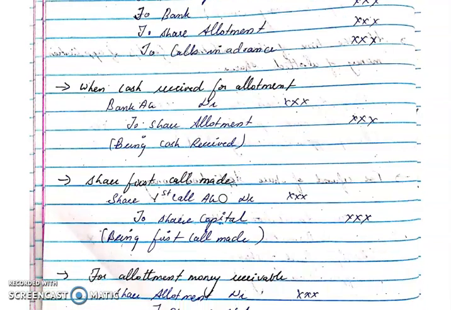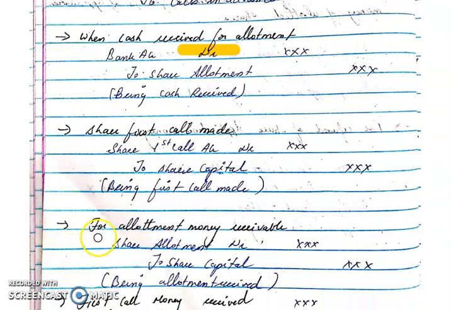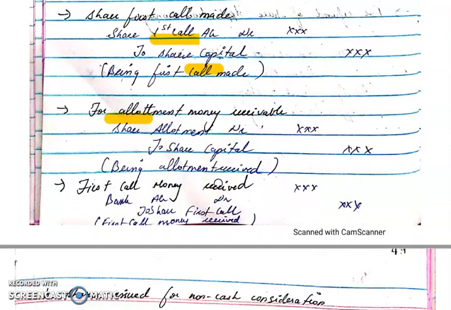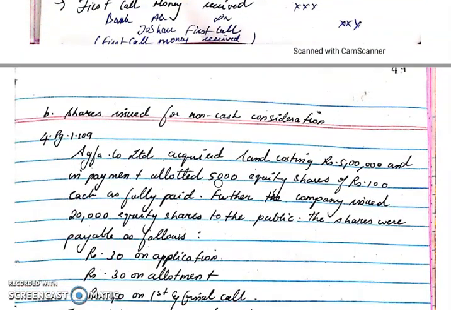Next one, cash received for allotment, that will be bank account debit to share allotment. Next you will have this entry for allotment money receivable, that will be share allotment to share capital. Next we'll move on to the call. So the first, second and final call will have similar entries like share first call to share capital, and first call money received, that will be bank to share first call. Now we'll move on to the sum.